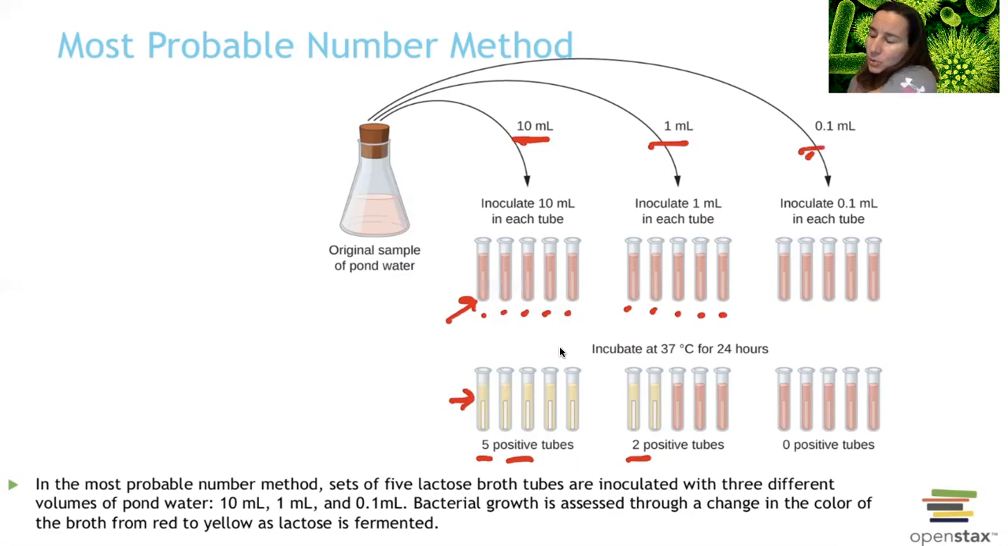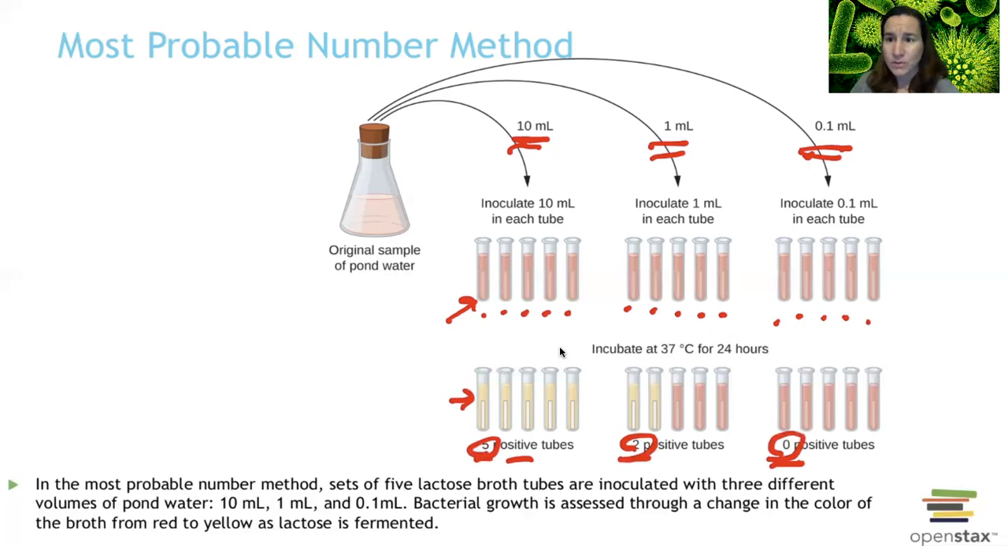So in this one, we have 0.1 mils that we took out. So we're going down by levels of 10. We started with 10, then we used 1 mil, and then we used 0.1 mils. And on this one, 0.1, 0.1, 0.1, 0.1, 0.1, and none of them changed color. So we didn't get any kind of reaction when we took that teeny tiny little bit of bacteria out of our stock. So let's count up the numbers. At 10, 1, and 0.1, we got 5, 2, and 0.